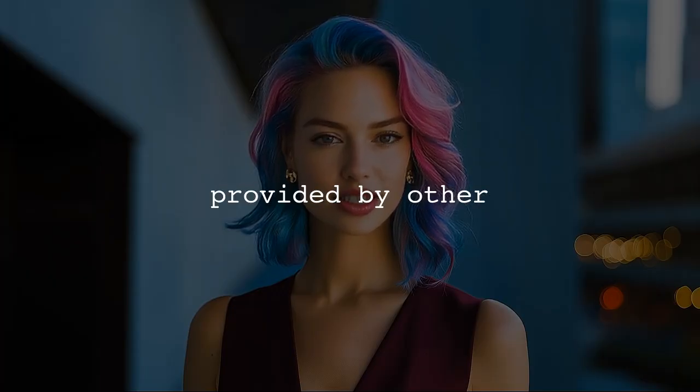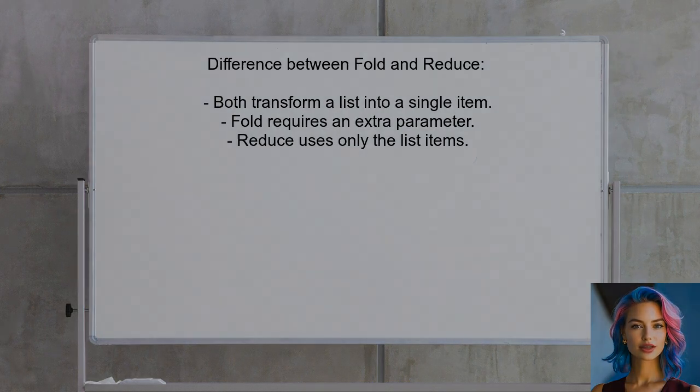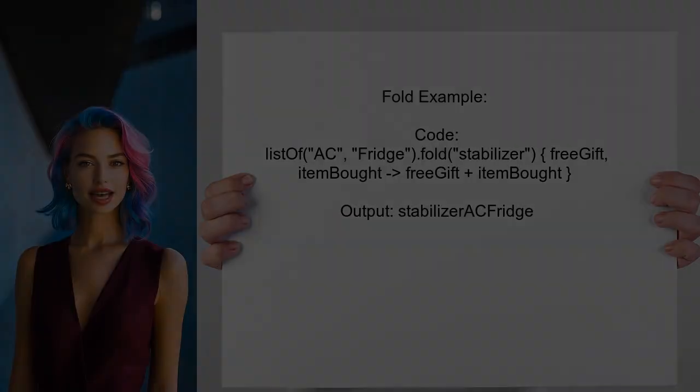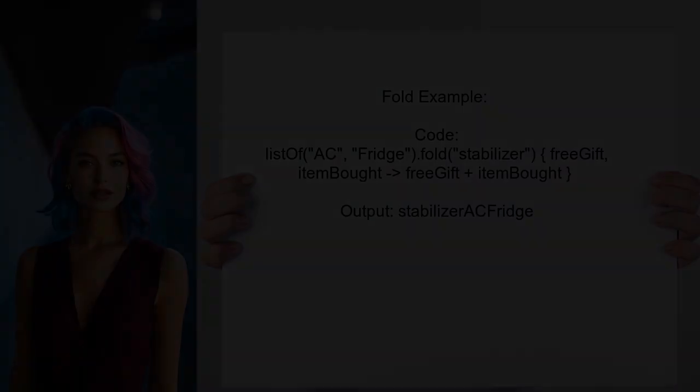Now let's look at the answers provided by other users. This user explains that both fold and reduce transform a list into a single item. The key difference is that fold takes an additional parameter, while reduce only uses the items in the list. For example, using fold with a list of items like AC and fridge, you can start with a stabilizer as an initial value. The output combines all three items into one string.